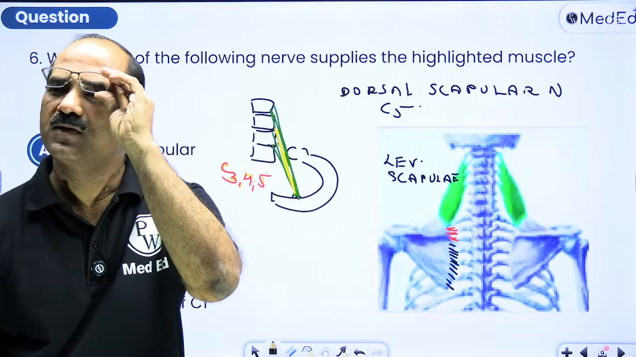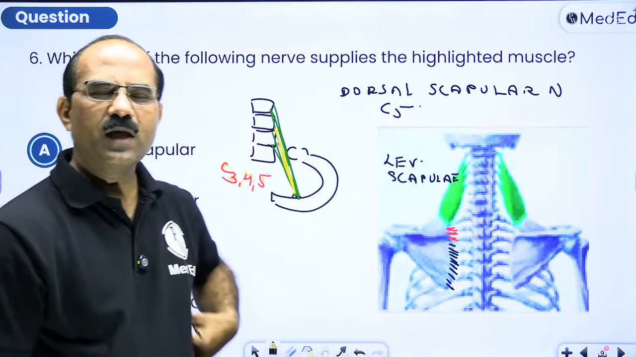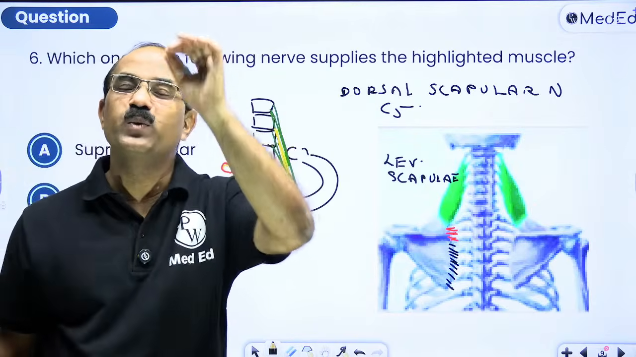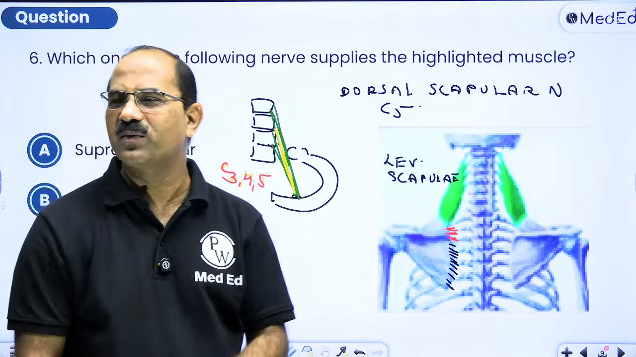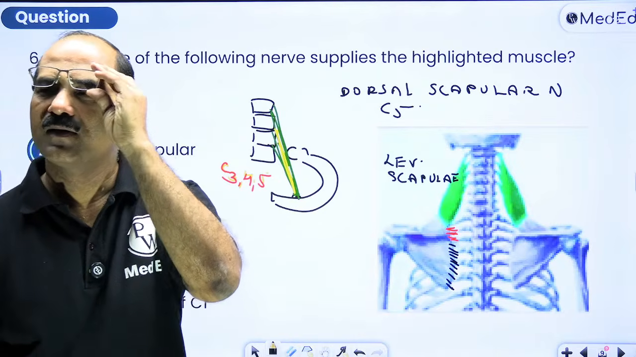Yes, Ramashish, very good. Medico, very good. Clear? So levator scapulae, rhomboid minor, and rhomboid major are supplied by the dorsal scapular nerve, which arises from the C5 root of the brachial plexus. C5 root of the brachial plexus. Clear to all of you? Yes.